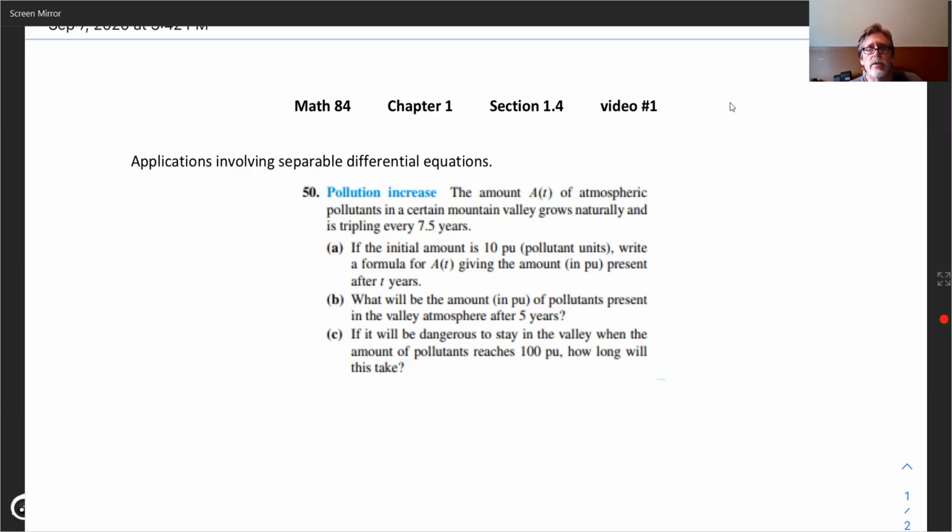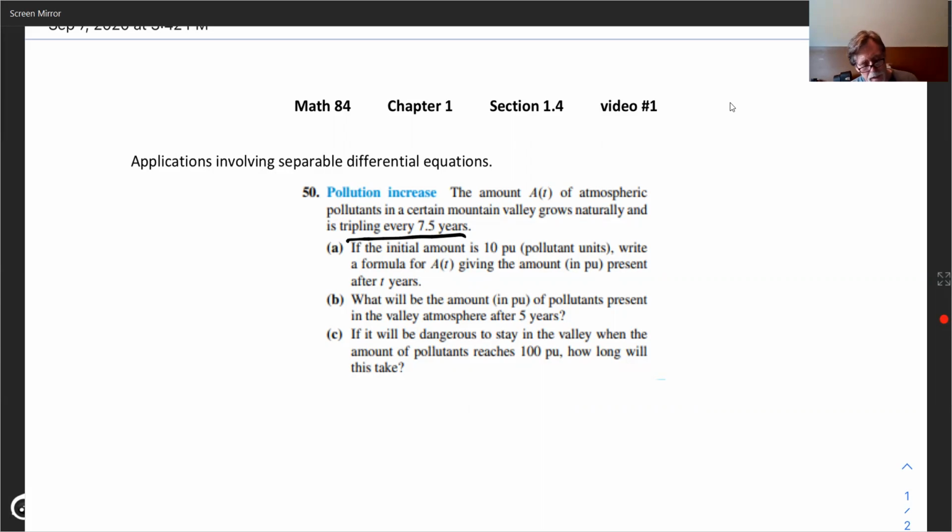So it says the amount A of T of the atmospheric pollutants in a certain mountain valley grows naturally and is tripling every 7.5 years. If, part A, B, and C. So if the initial amount is 10 PUs, or pollutant units, that's a good name for it, write a formula A of T giving the amount in PU present after t years.